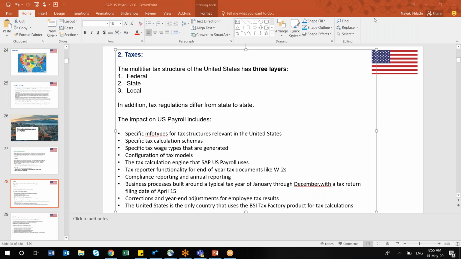So what are the business processes around that? What are the do's and don'ts? How will you, as a payroll consultant or payroll administrator, tackle those things? We'll be seeing that. And if there are any corrections or adjustments, suppose a person left the organization in between, or a person joined in the middle of the month, how will those calculations and adjustments be done? To that extent, we'll see the different scenarios.